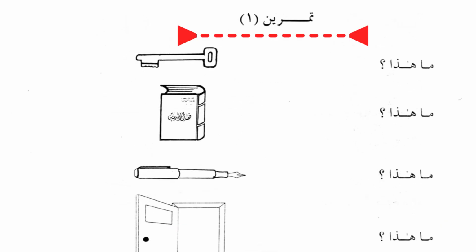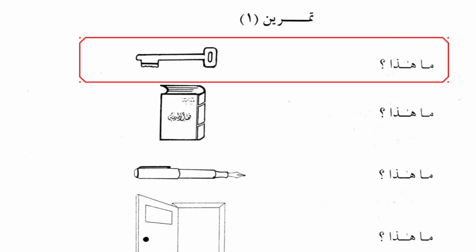So now comes tamrin, and inside the braces there is 1, so it means exercise 1. And the first question is given against the picture of a key. The question is ma hadha, means what is this? So we have to answer the question. As we can see here, it's a key. And do you remember what the Arabic word for a key is? It's miftahun. So the answer will be hadha miftahun. This is a key. Question was ma hadha, what is this? Answer is hadha miftahun. This is a key.